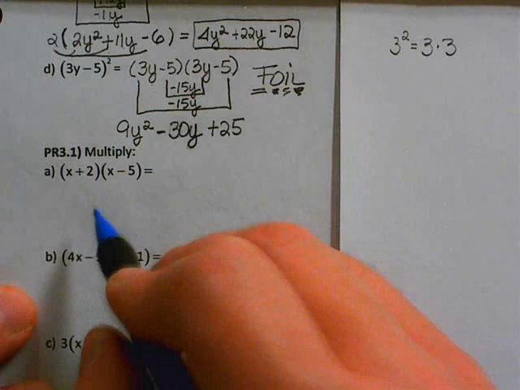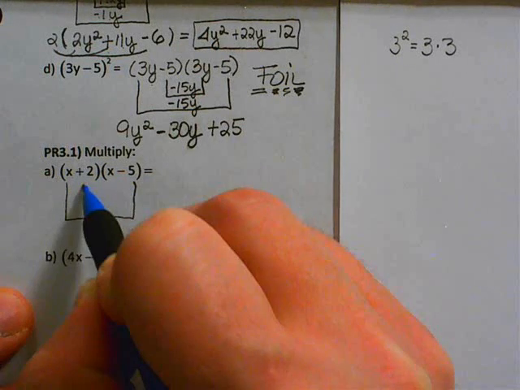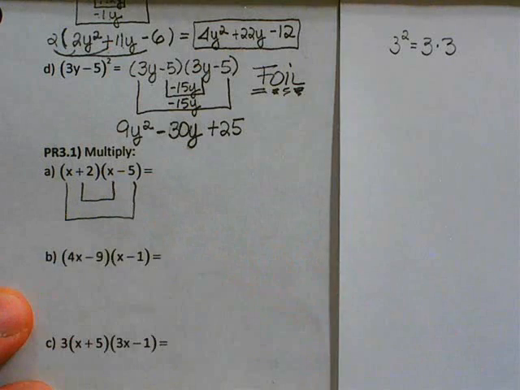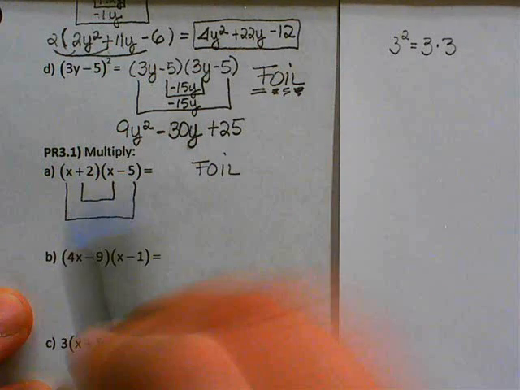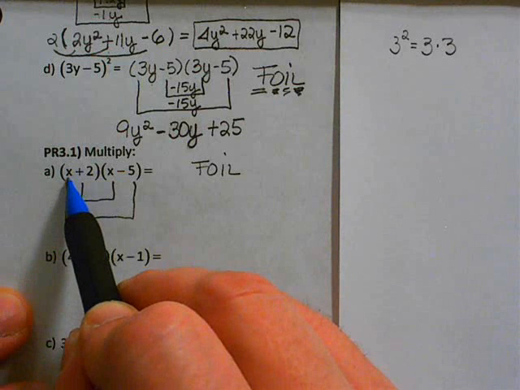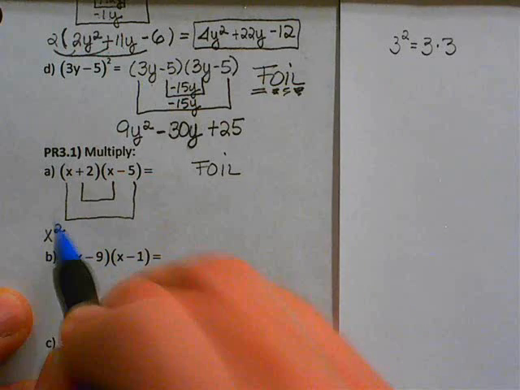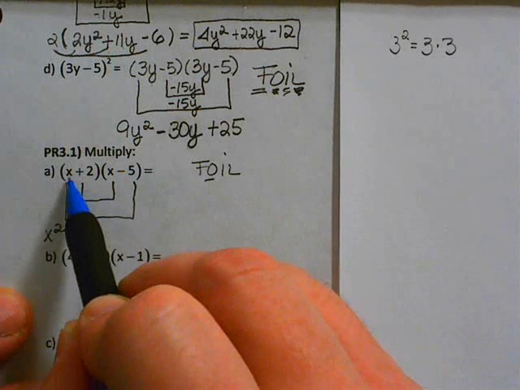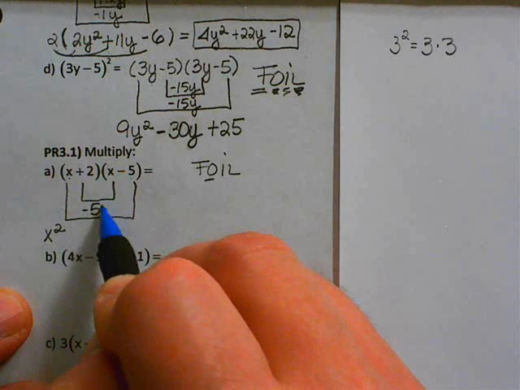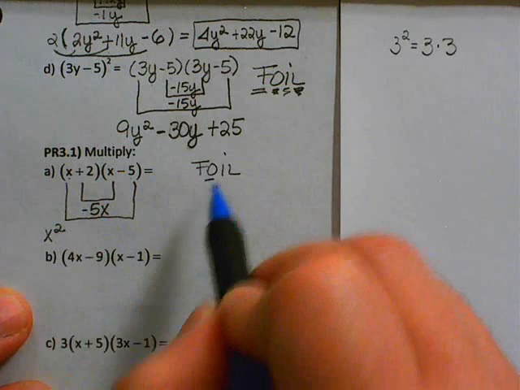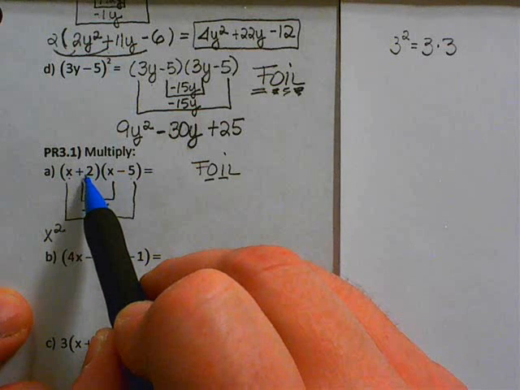If you apply FOIL, you draw the box and the second box, and you apply FOIL. So first times first, x times x is x squared. Outside times outside, x times negative 5 is negative 5x. Then we do the I. The inside numbers, 2 times x is positive 2x.